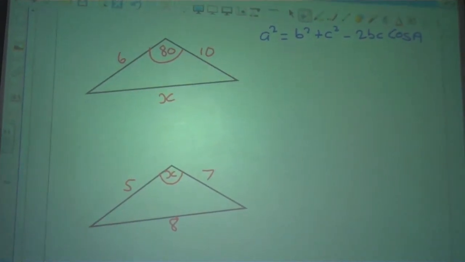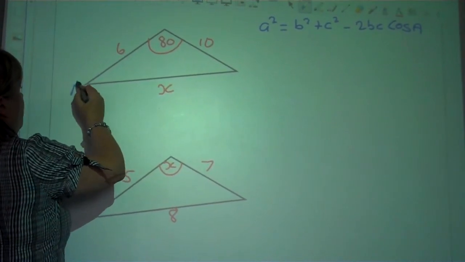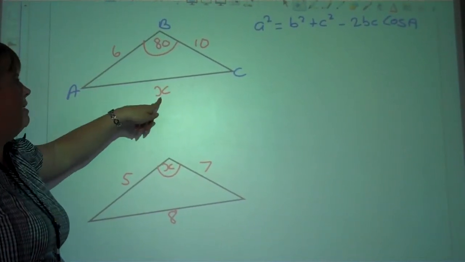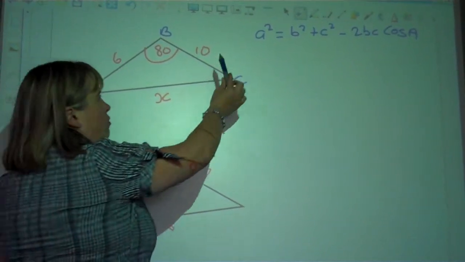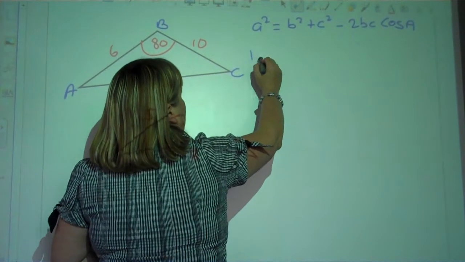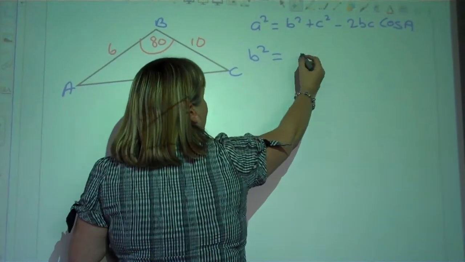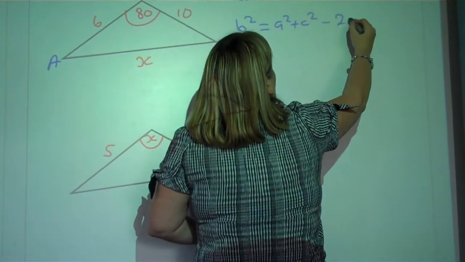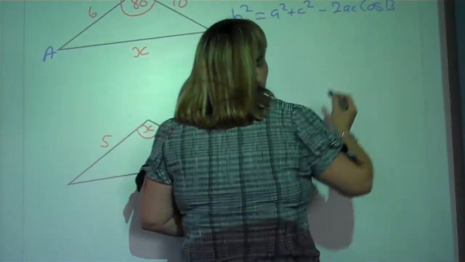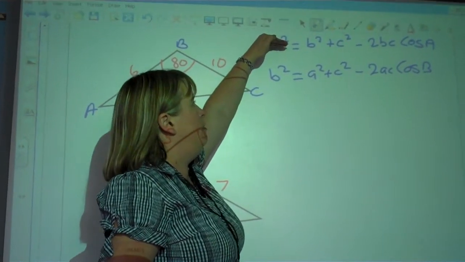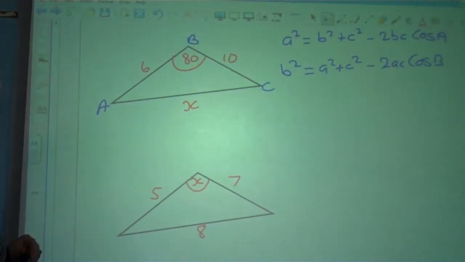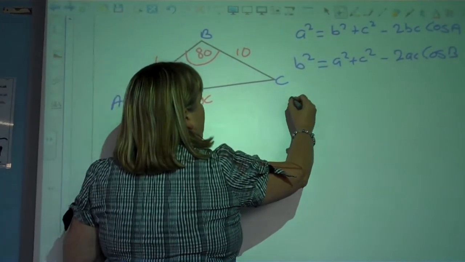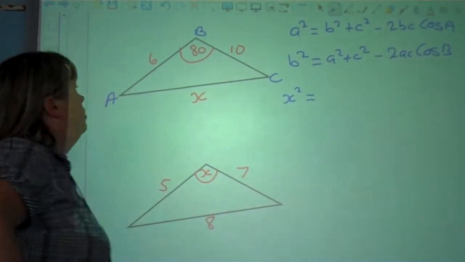Okay, so in this particular question, if I label this up as A, B, C, so the side I'm trying to find is little b, I need to rewrite that formula with the little b to start. So if it's b squared, what am I going to add together? A squared plus C squared, minus 2AC cos B. Fantastic. So you know how to manipulate from the one you're given in the front of the book to that one. So I want b squared. So it's this little letter here. So x squared equals what?